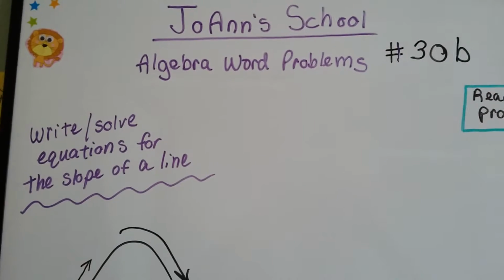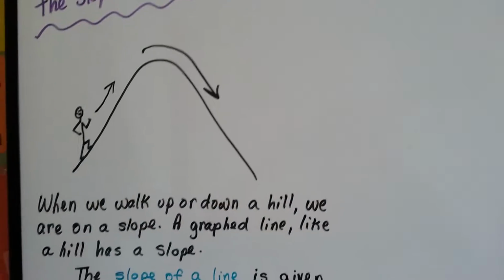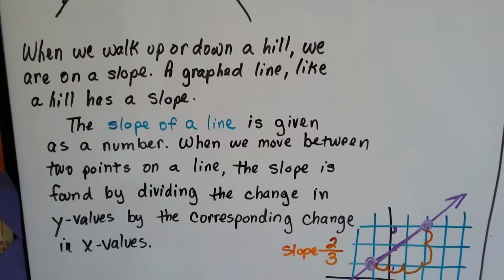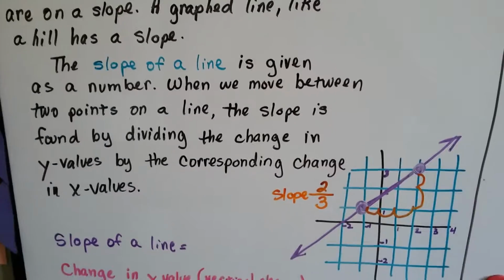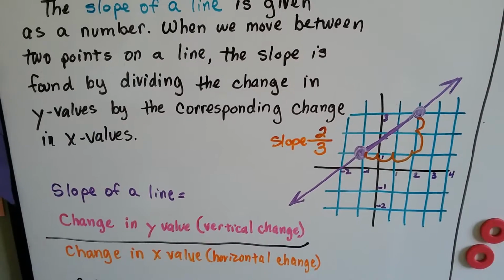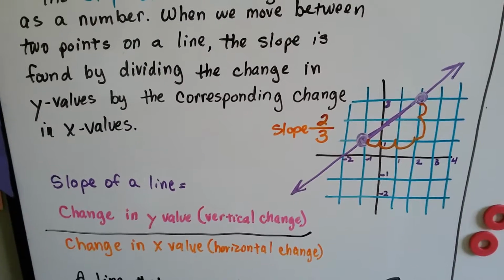Algebra Word Problems, number 30B: write and solve equations for the slope of a line. When we walk up or down a hill, we are on a slope, and a graphed line like a hill has a slope. The slope of a line is given as a number, and when we move between two points on the line, the slope is found by dividing the change in the y values by the corresponding change in the x values.